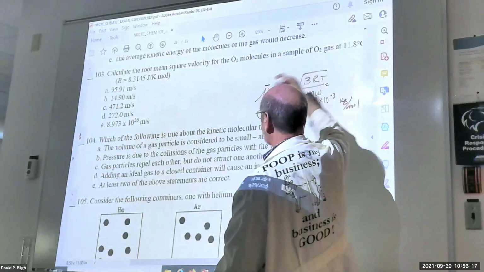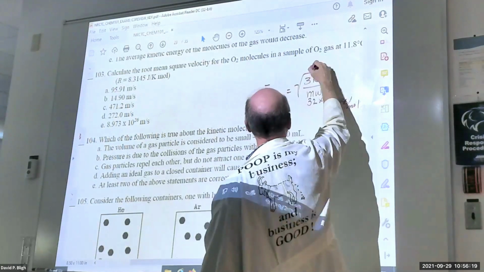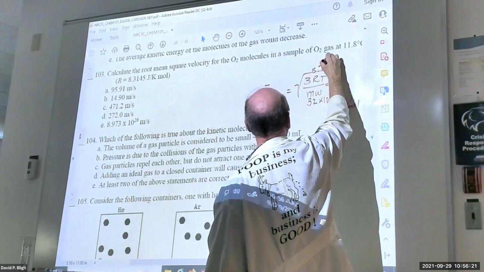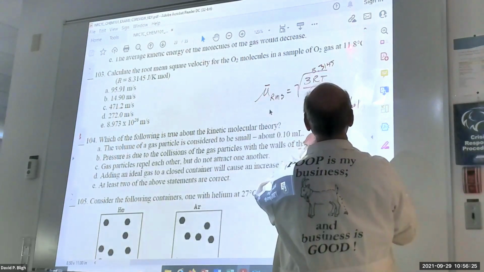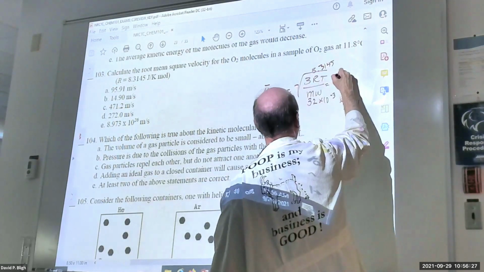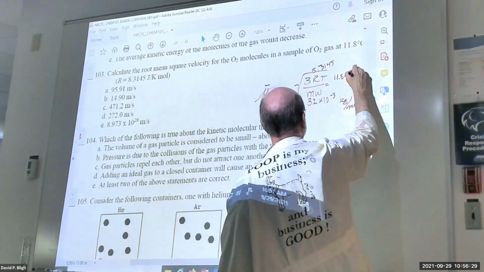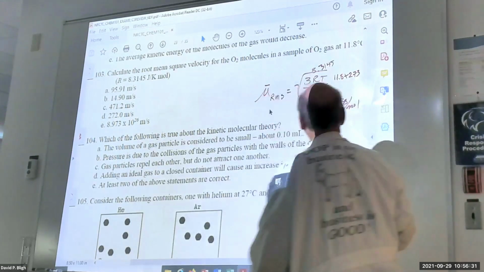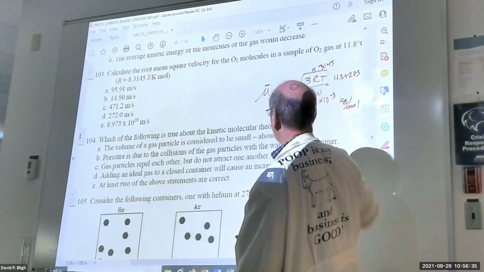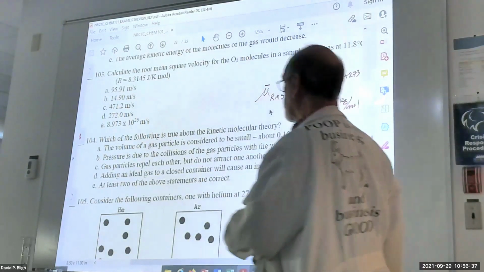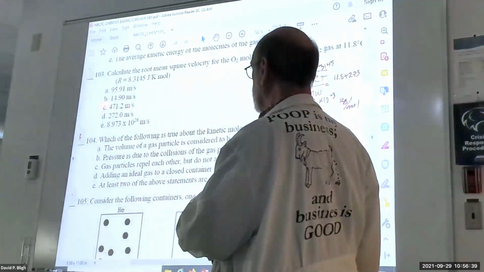We got R, 8.3145. T equals 11.8 plus 273. And if you multiply these three together, divide by that, take the square root, you should get 471 meters per second.